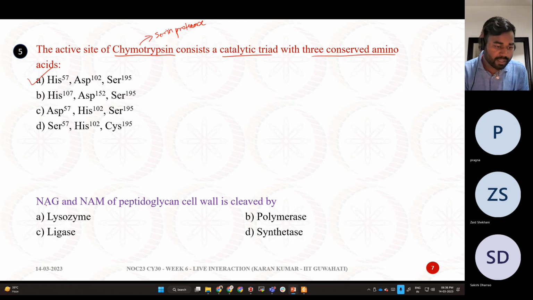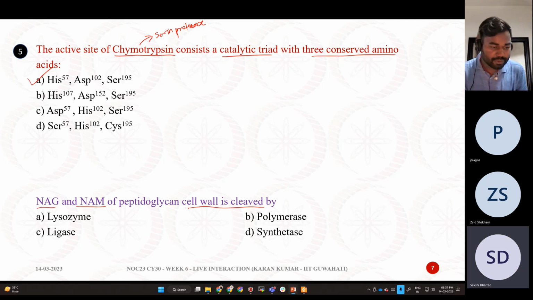Now, in a compound you have NAG and NAM of the peptidoglycan. Then which enzyme will you use to cleave this? Lysozyme. Very good.